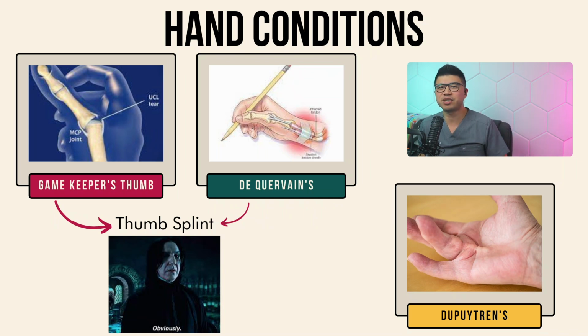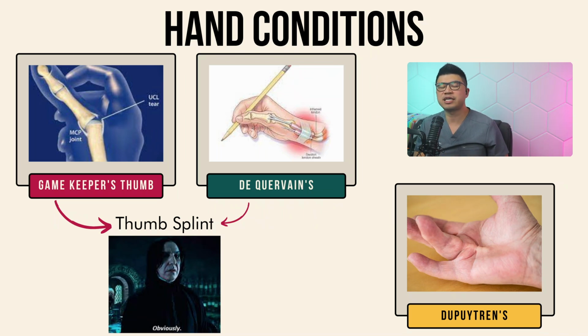The main symptoms of De Quervain's or Don Q are pain and tenderness at the wrist, often below the base of the thumb. It may be indicated by a positive Finkelstein's test. The splint you would use is a thumb spica splint.